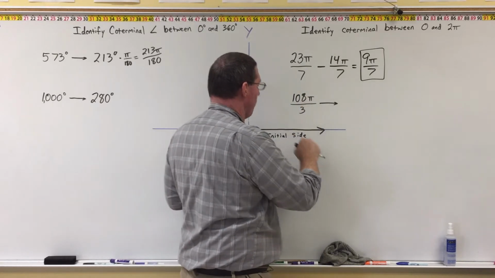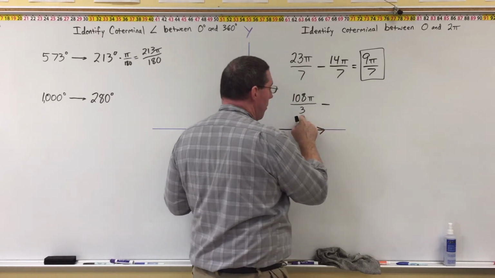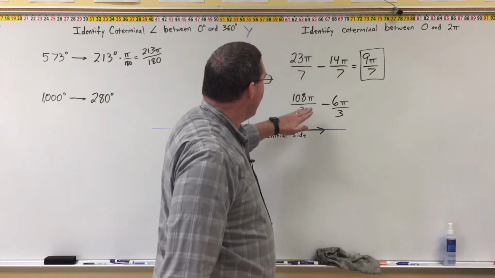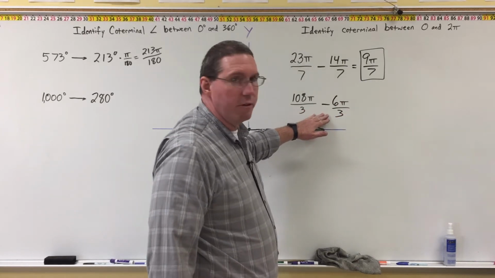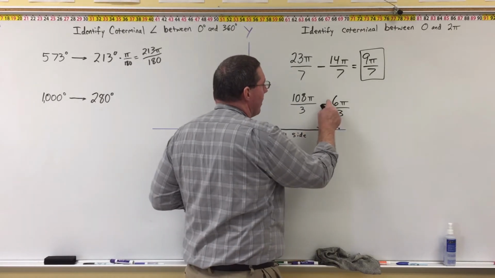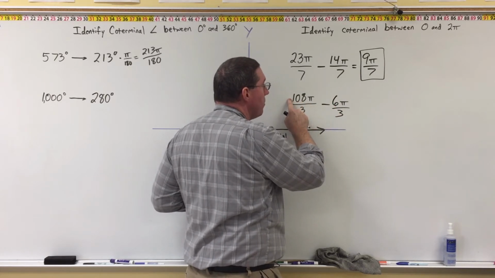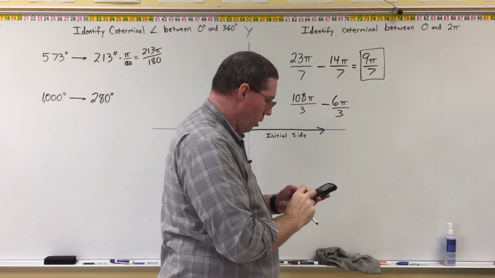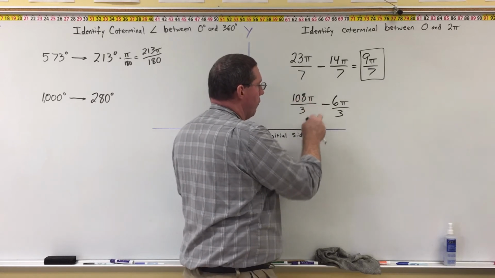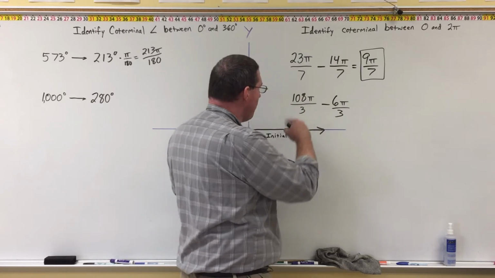Now I have 103 pi over 3, or 108 pi over 3. So I need to subtract double the denominator, 6 pi over 3. So here's what I'm going to do. This is not going to be one iteration. This is going to take me a few times, right? But basically what I'll do is I will just keep subtracting 6 from 108 until I get something that is between 0 and 2 pi. So I'm going to go 108 minus 6 is 102. So then it would become 102 pi over 3. Minus 6, 96 pi over 3. Minus 6, 90 pi over 3.